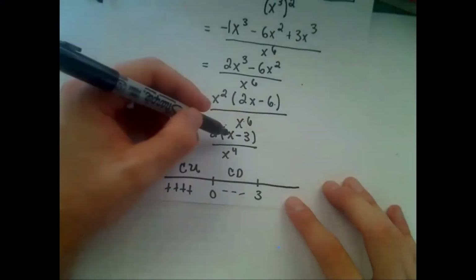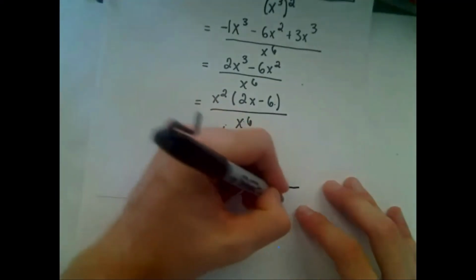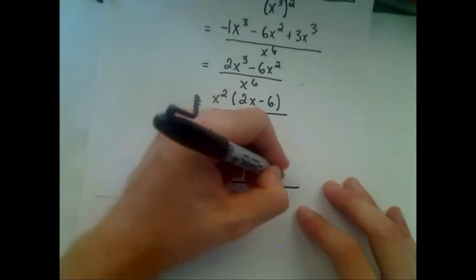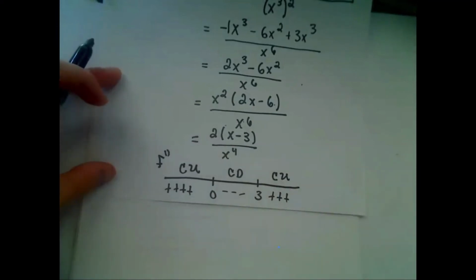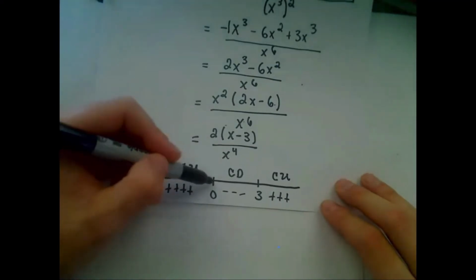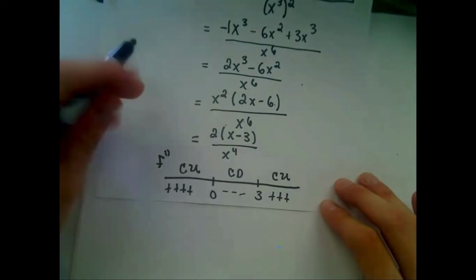Take a number bigger than 3, say 4. The numerator will be positive. The denominator is always positive. So again, we're going to get positives, and that means it's going to be concave up on that interval. Again, an inflection point is a point on the graph where the concavity changes. Well, it looks like it changes concavity at 0, but you have to remind yourself that 0 is not even a point. The function's undefined at 0, so that cannot be an inflection point.